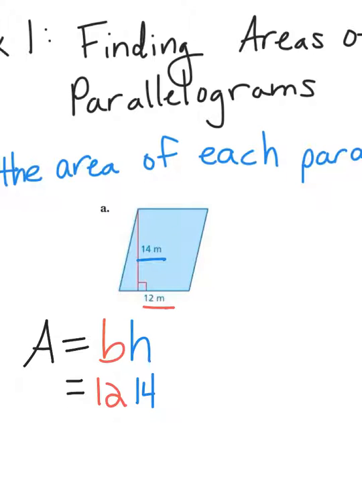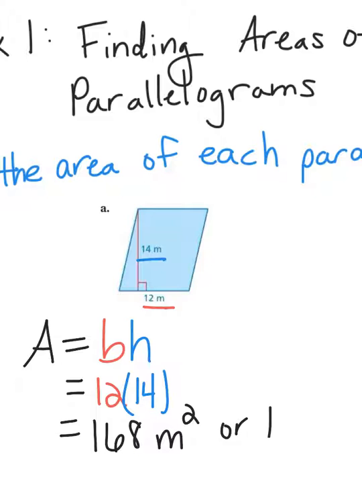Now we have to remember that we have to put some kind of a multiplication sign in, so use a dot or use parentheses, but show multiplication somehow. Then do your side math and figure out 12 times 14, whatever strategies you have for that. We know it's 168. And remember that meters have to be squared because all area uses square units, or you can also write it as square meters, that's fine too.